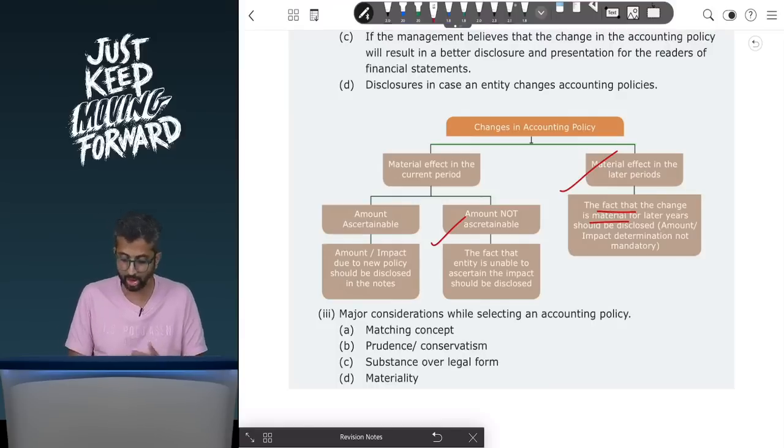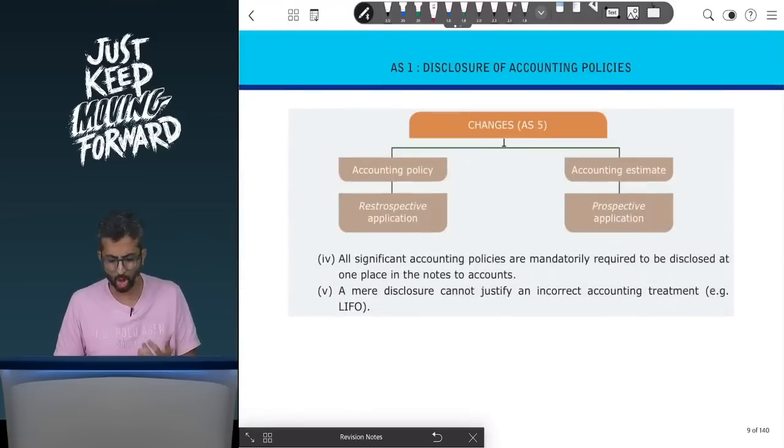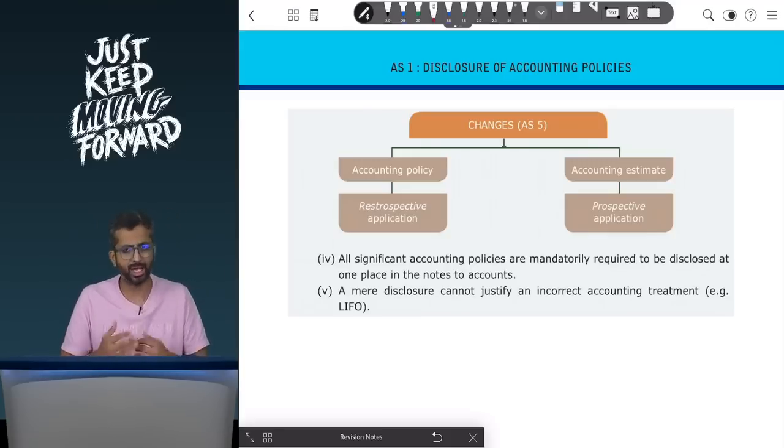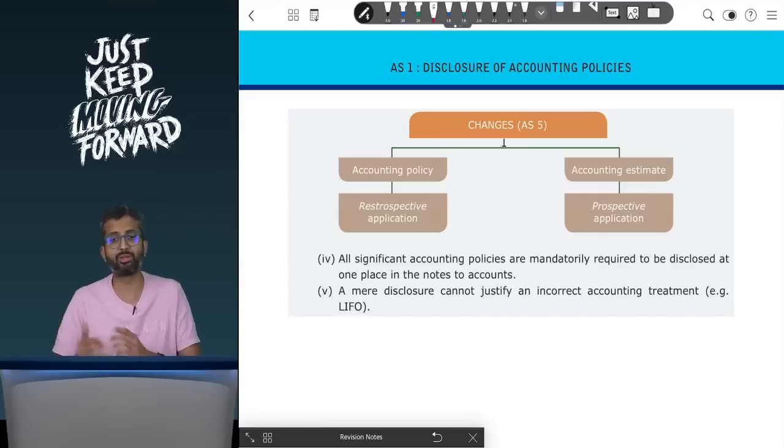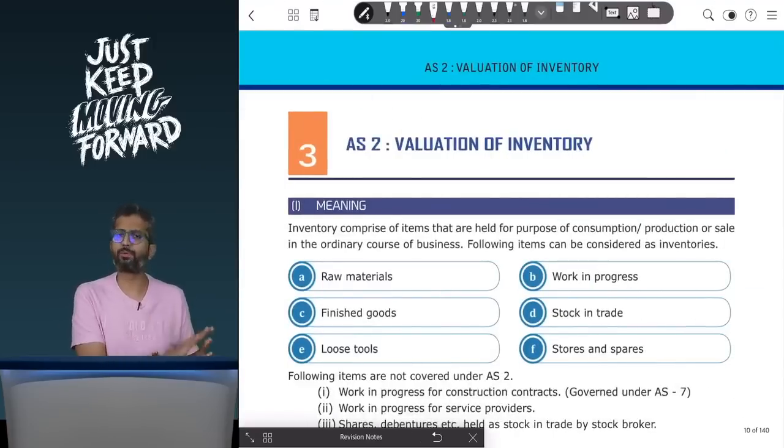Over here, determination of the amount is not mandatory. If you want to voluntarily show that, you can still do that. So that kind of takes care of the basic principles of AS1. Also, another principle for accounting policies: if there's a change in accounting policy, it has to be retrospectively applied, like you will do in AS5. And if there's a change in accounting estimate, it has to be given effect to prospectively, and hence there will be no retrospective restatement. Okay, that takes care of AS1.